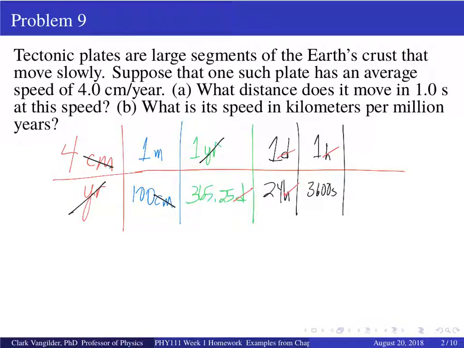But this is physics class, so we want to mess with your mind and make you think about how many meters per second this would be. Well, 4 divided by 100 divided by 365 divided by 24 divided by 3,600. So I'm going to have an insanely small number of meters per second, which is almost entirely useless in a practical sense, unless you need to know the meter per second speed.